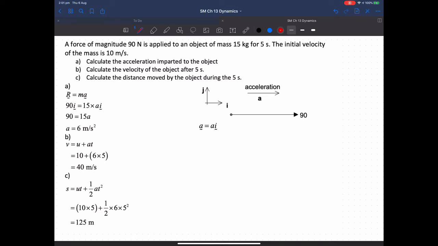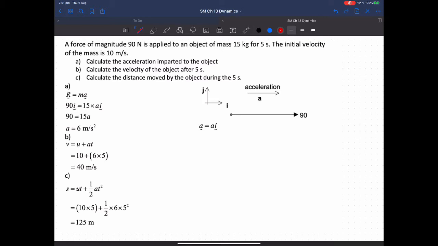In this example, we are told a force of magnitude 90 newtons is applied to an object of mass 15 kilograms for 5 seconds. The initial velocity of the mass is 10 meters per second, and we're asked to calculate acceleration. So again, we know that R equals M times A.